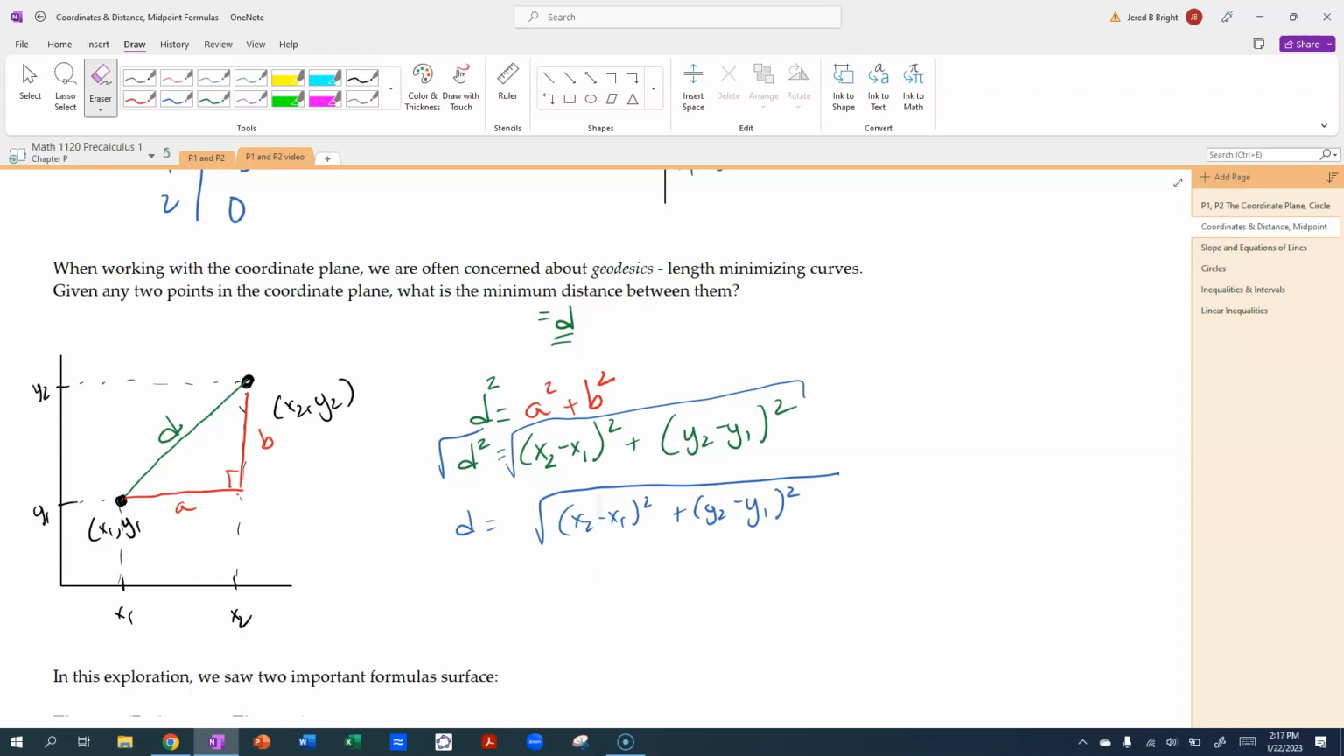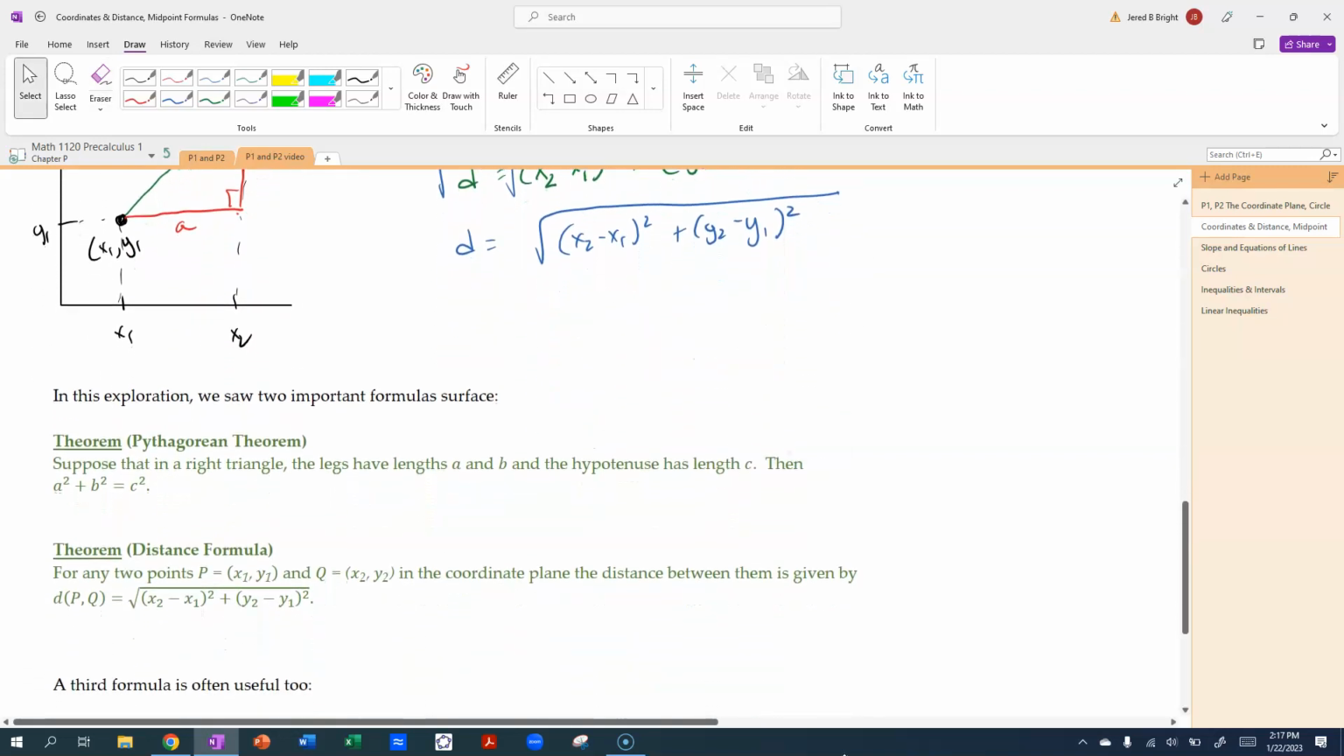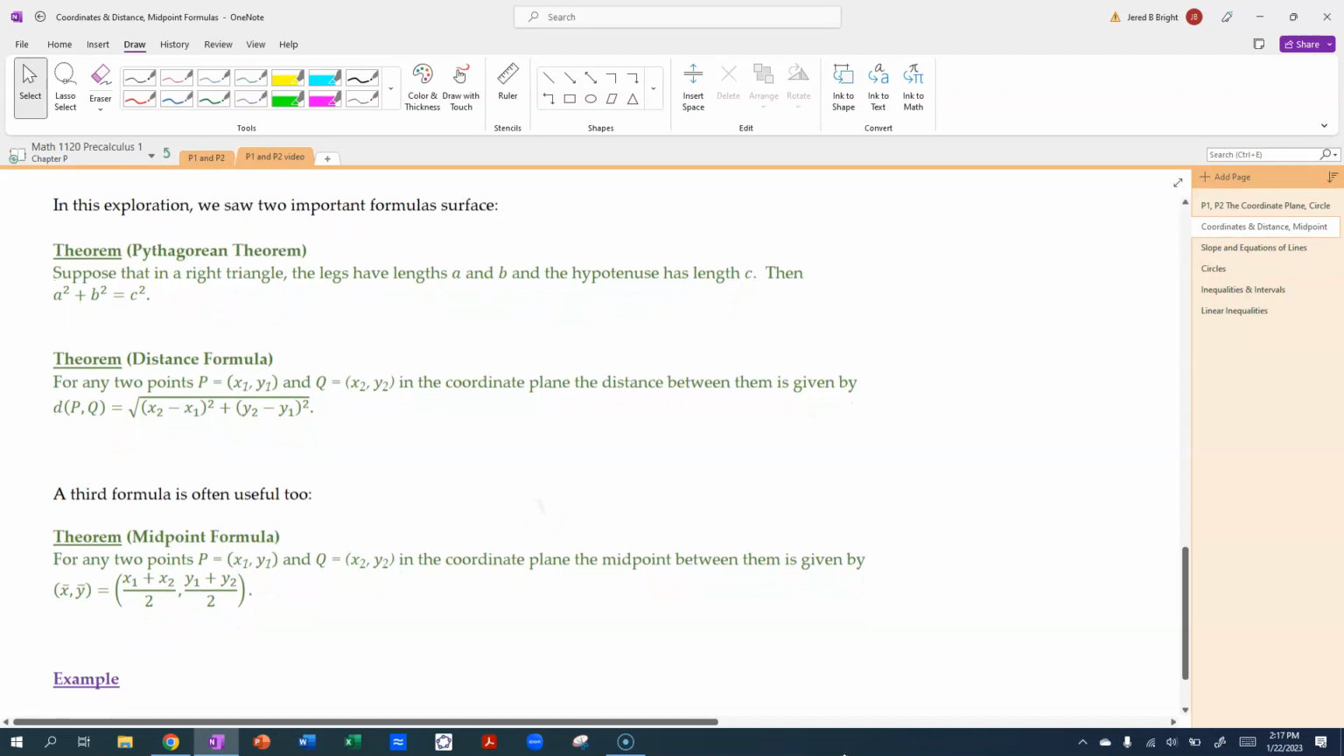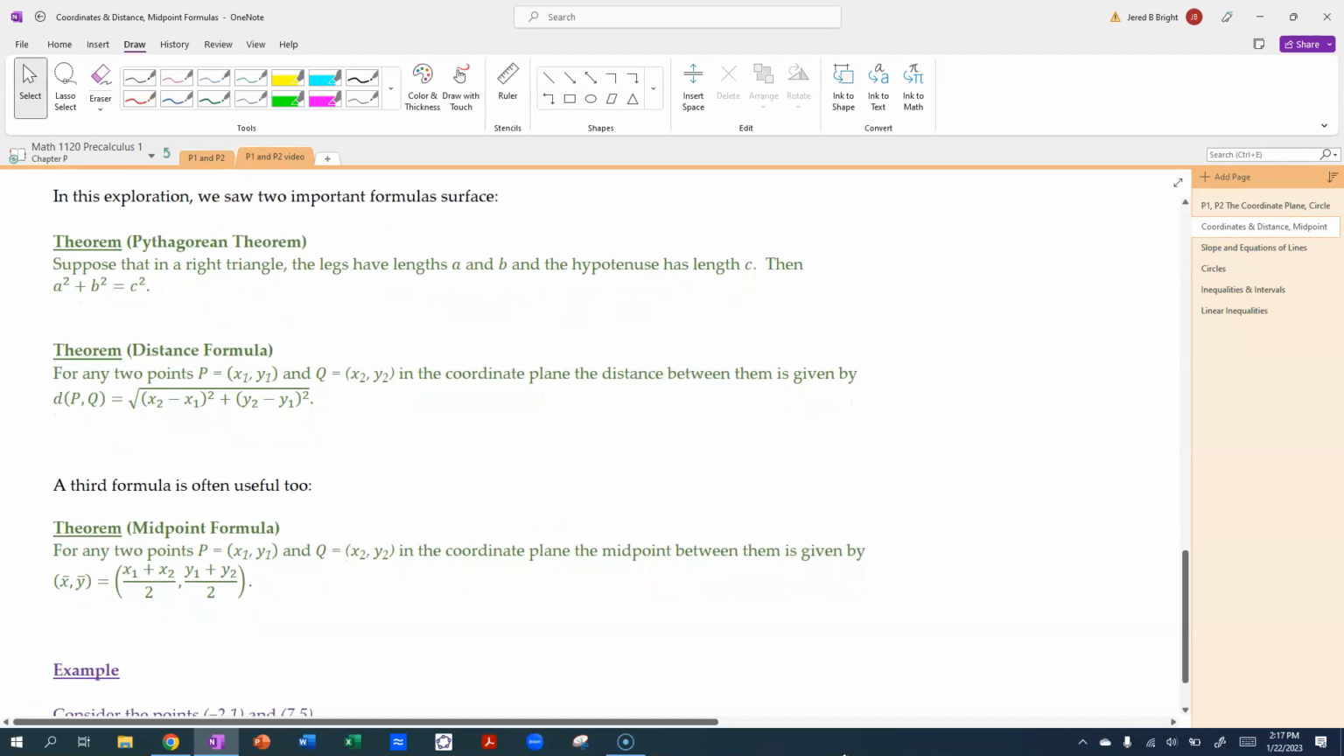So again, just to summarize, we found the distance formula by making use of the Pythagorean theorem, okay? So make sure to get the distance formula in your notes. Pythagorean theorem, it's nice, neat. We won't use it in this course. Pre-calc 2, you'll use it all the time, okay?